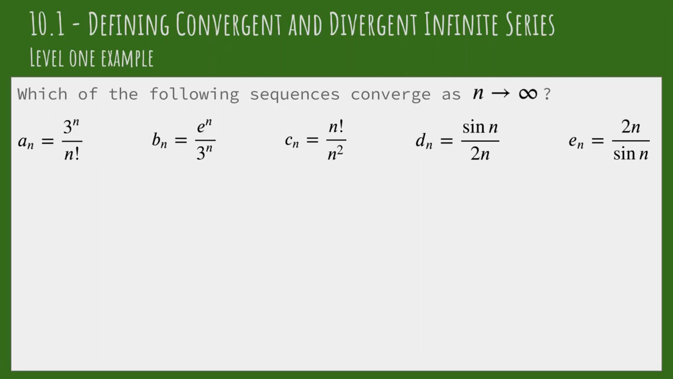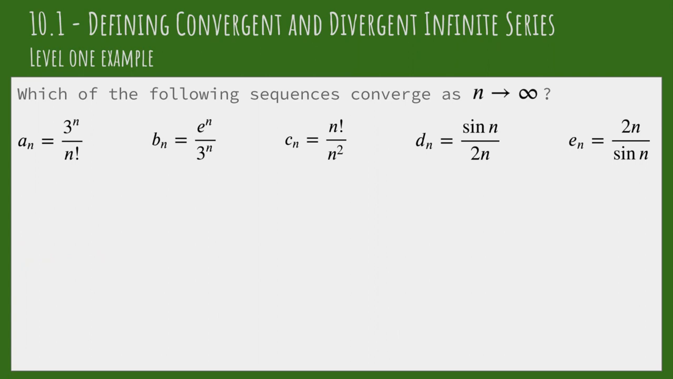I want to look at a few examples where we are considering rates of growth of functions as n approaches infinity. So essentially what we're looking at is, does this limit for each of these, the limit as n approaches infinity, does it exist? And if it does exist, let's also figure out what it is. If it doesn't exist, then we say that the limit diverges.